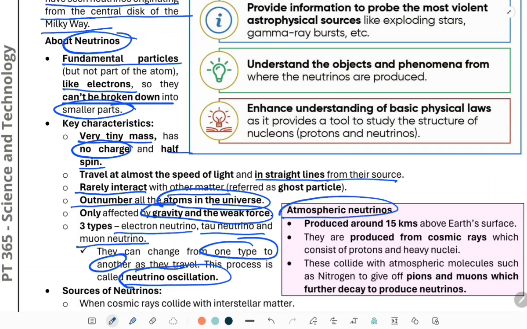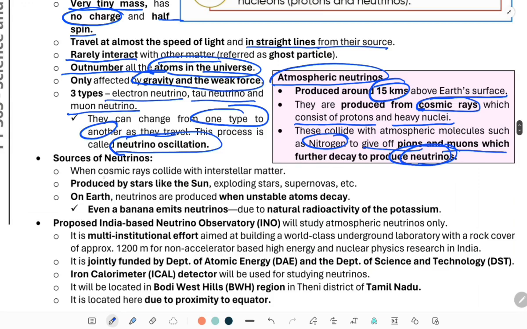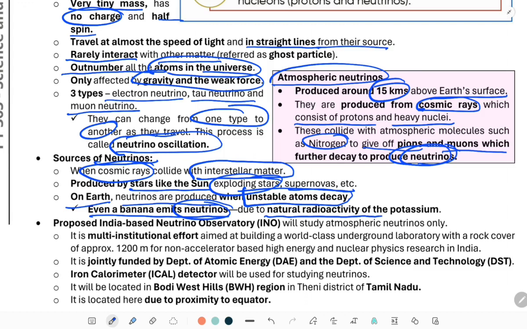Atmospheric neutrinos are produced around 15 km above the Earth's surface. They are produced from cosmic rays, which consist of protons and heavy nuclei, and they collide with atmospheric molecules such as nitrogen to give off pions and muons, which further decay to produce neutrinos. We'll see the sources of these neutrinos. Cosmic rays collide with interstellar matter, and neutrinos are produced by stars like the sun and exploding stars, supernovas. On Earth, neutrinos are produced where unstable atoms decay. Even a banana emits neutrinos due to the natural radioactivity of potassium.